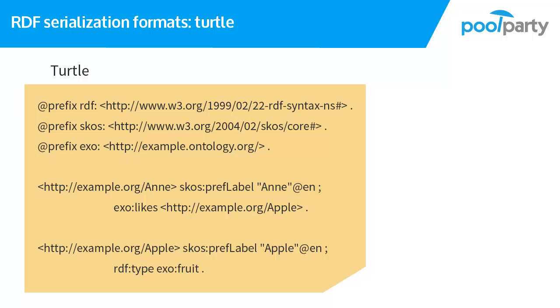Let's see if we can find our triples. Here we have a subject, here we have the predicates, and here we have the objects. In contrast to the ntriple format, the subject is not repeated. We have each subject once, and then a list of predicates and objects that are associated with that subject.